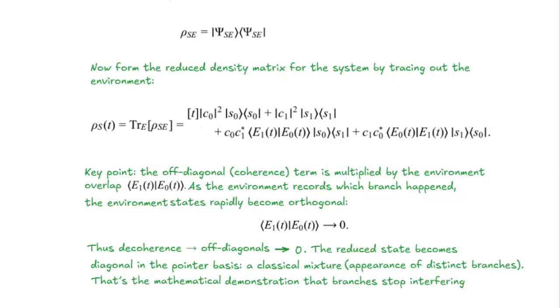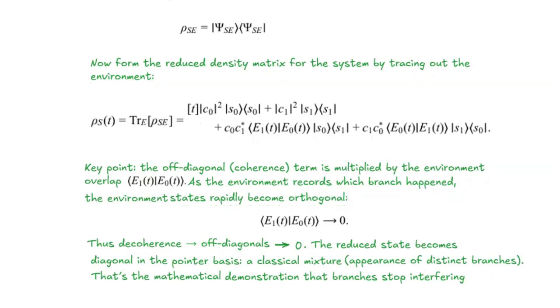Thus, decoherence: the off-diagonals go to 0. The reduced state becomes diagonal in the pointer basis, a classical mixture, which means the appearance of distinct branches. That's the mathematical demonstration that branches stop interfering.